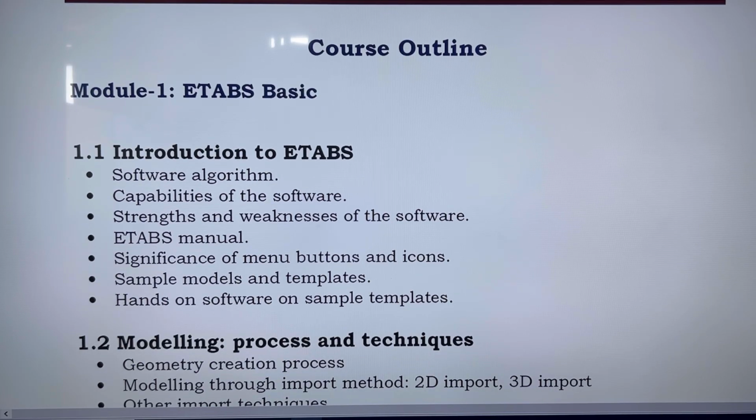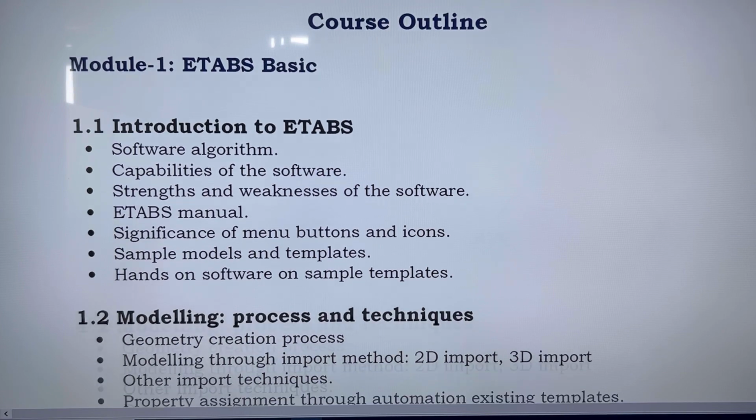So let us talk about the course outline. ETABS Basic comprises four different parts. First, introduction to ETABS. Second, modeling. Third, analysis. And fourth, design. In the introduction to ETABS, we'll talk about software algorithm, capabilities of the software, strengths and weaknesses of the software, the ETABS manual, significance of menu buttons and icons, sample models and templates, and hands-on with the software and sample templates.